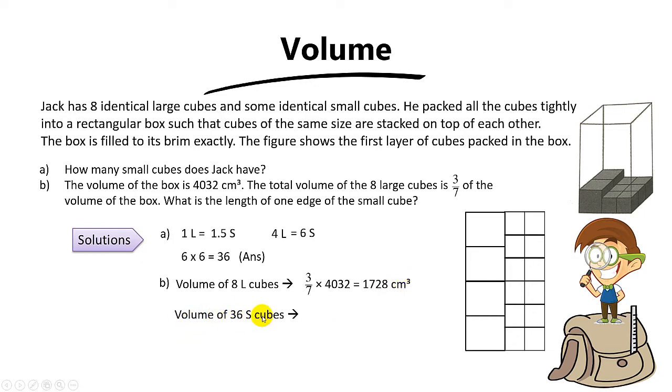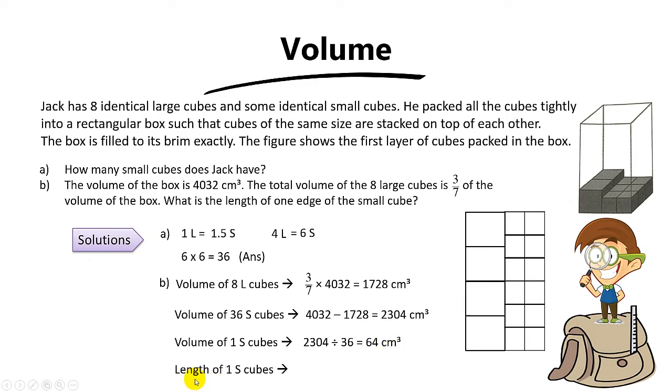Alright, so to find the rest of the small cubes, which are 36 of them, that's the answer from part A. You take the whole volume minus away all the large cubes. You get 2304 cm cubed. So this is the volume of 36 small cubes. To find one small cube, you take this, divide by 36, you get 64 cm cubed.